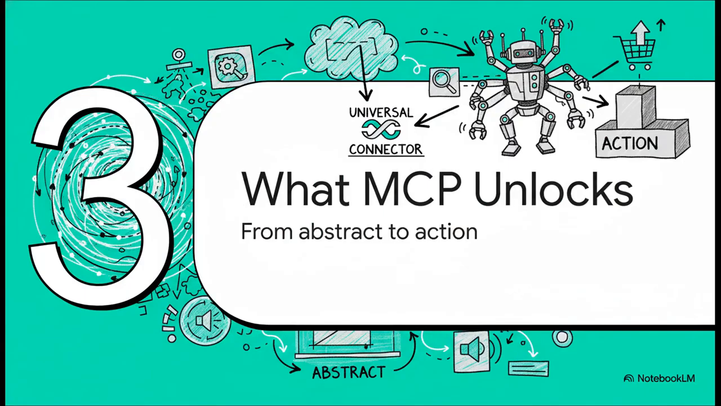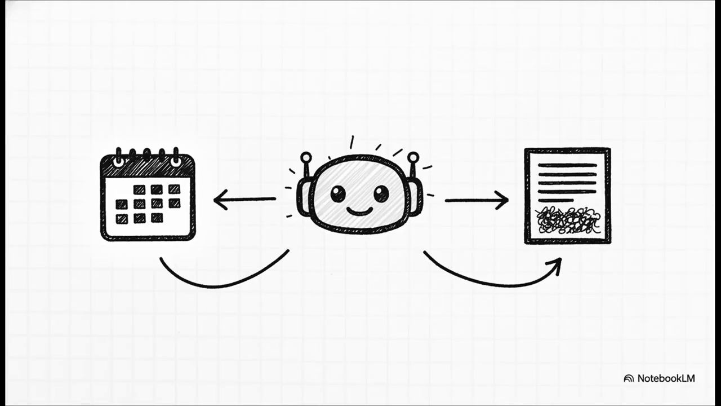So, what really happens when you give an AI a universal plug? Well, it goes from just giving you abstract answers to actually taking concrete action. Let's look at what this really unlocks in the real world, because this is where it gets exciting. First off, we're talking about a truly personal AI assistant. Imagine an AI that can actually jump into your Google Calendar to schedule that meeting for you, or dive into your Notion pages to summarize all your project notes. It finally has the permission and the ability to act on your behalf.